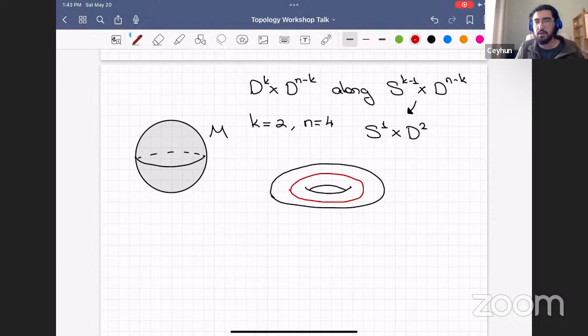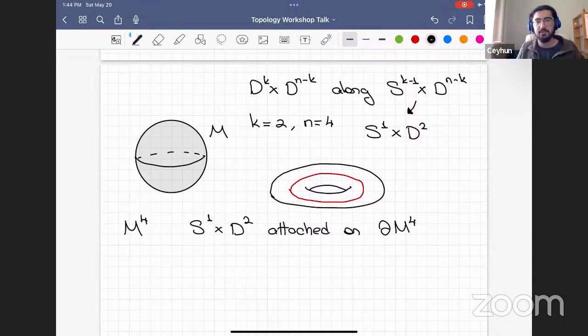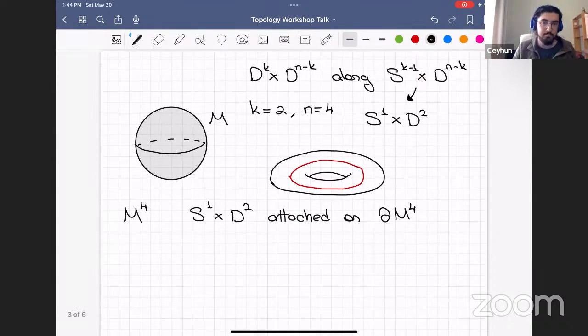And then you should think about it this way. When you're attaching this torus, you have M, which is four-dimensional, right? And then you're attaching this S^1, so we're talking about four-manifolds now. S^1 cross D^2 is attached along the boundary of this four-dimensional manifold. So it's attached on the boundary of M, which is a three-dimensional manifold. And in this specific case, where we have M as just a four-ball, then we would have a three-sphere, and a three-sphere looks like R^3 locally. So basically, you have this R^3 around you, and you want to define this filled torus in this R^3.